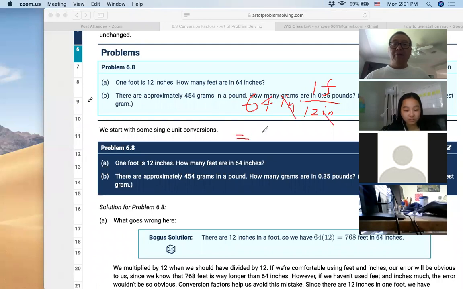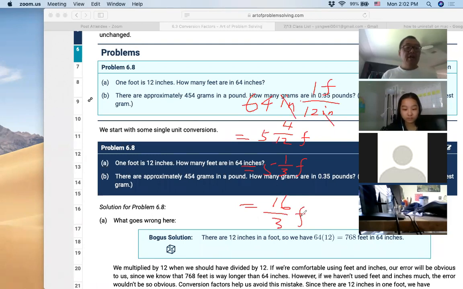Then 64 divided by 12 equals 5, the remainder is 4, right? 4 over 12, then you simplify this and you get 5 and 1/3 feet, right? You can also write this as 16 over 3 feet. You can also write it as the decimal 3.33.